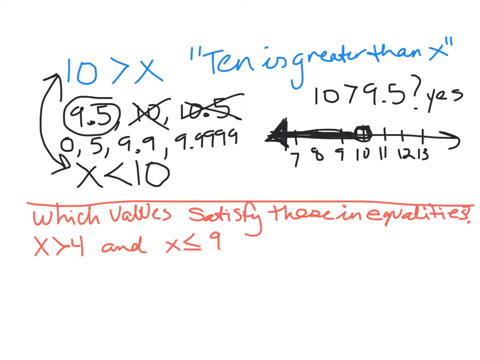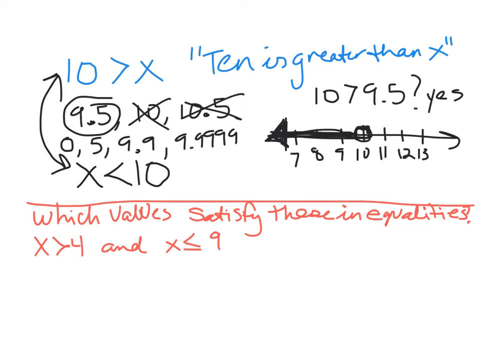Now let's look at a different example. Now let's say we're interested in which values satisfy both these inequalities. We're going to say x is greater than 4 and x is less than 9. And it's the same x. So we're saying x must be bigger than 4, but it also has to be less than 9. What numbers would work? Sorry, it has to be less than or equal to 9.